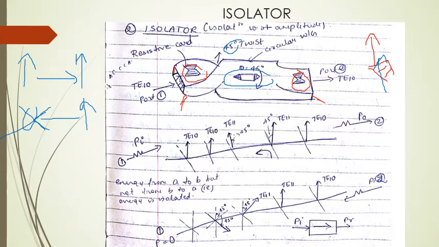All microwave experiments in our lab always have an isolator. It's a very important tool and very easy to understand also. Alright, so we will start with the explanation of this wave.